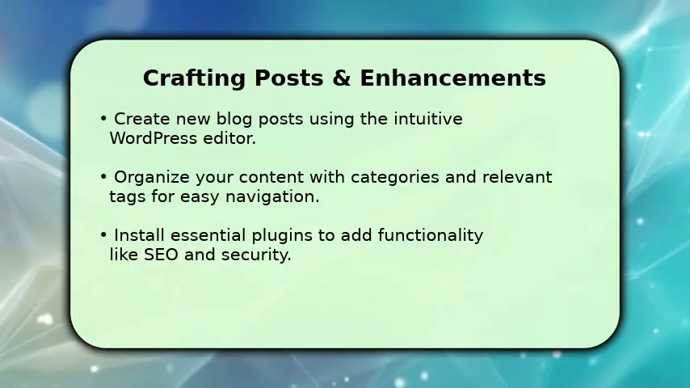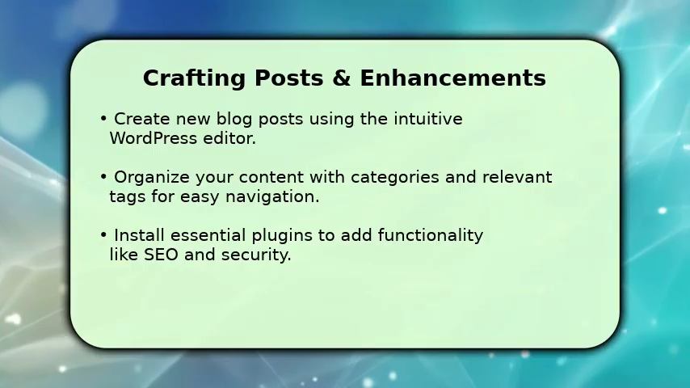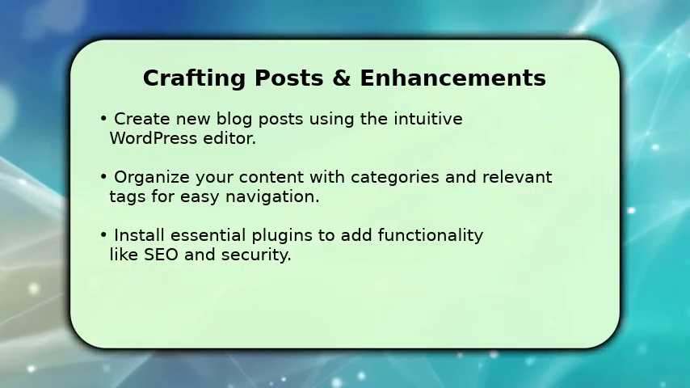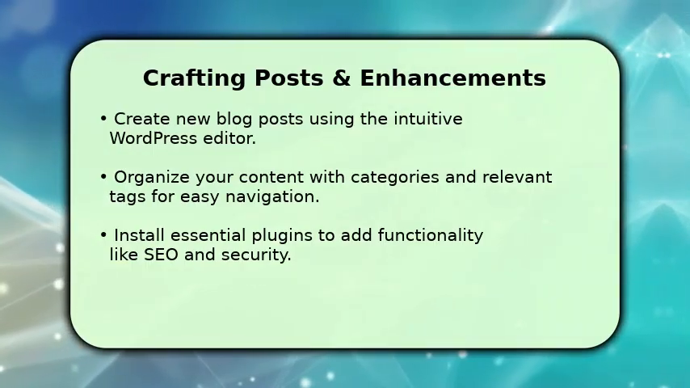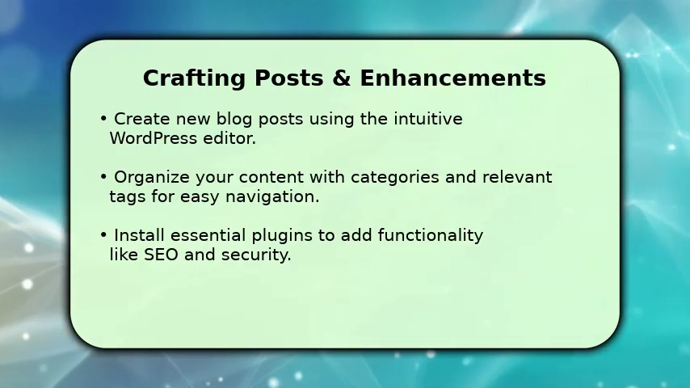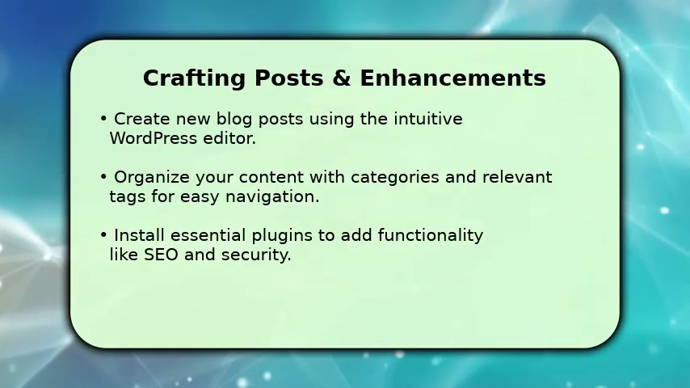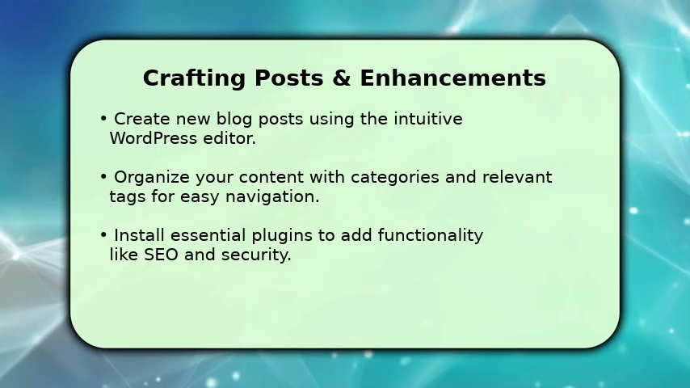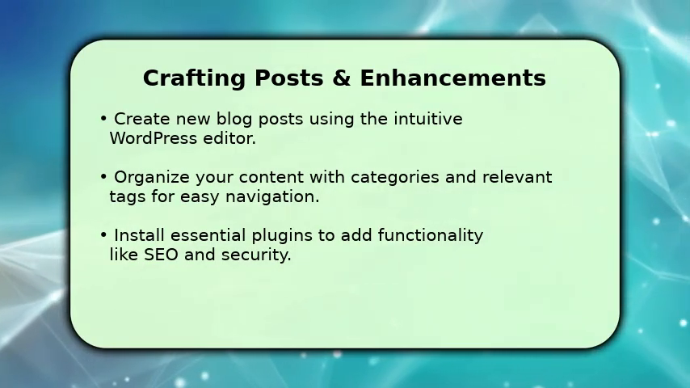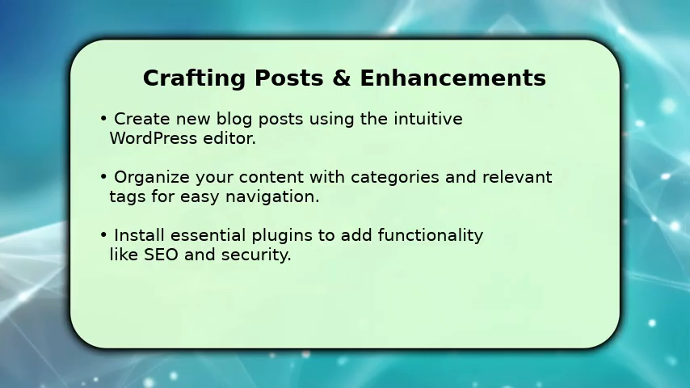With your design in place, you are ready to start writing. Navigate to Posts and click Add New to open the WordPress editor. Here, you can write your articles, add images, and format your text. Organize your content effectively using categories and tags, which help readers find related articles.